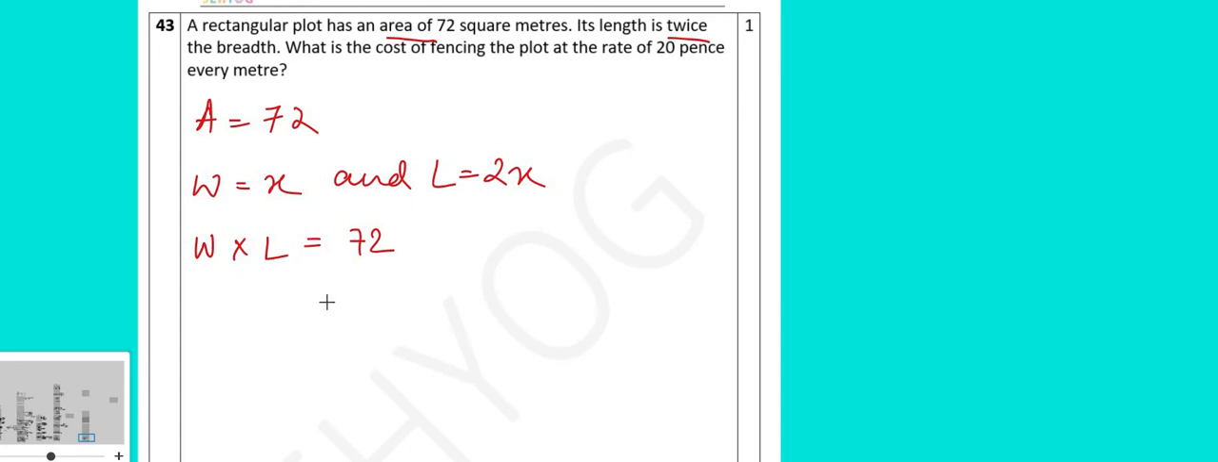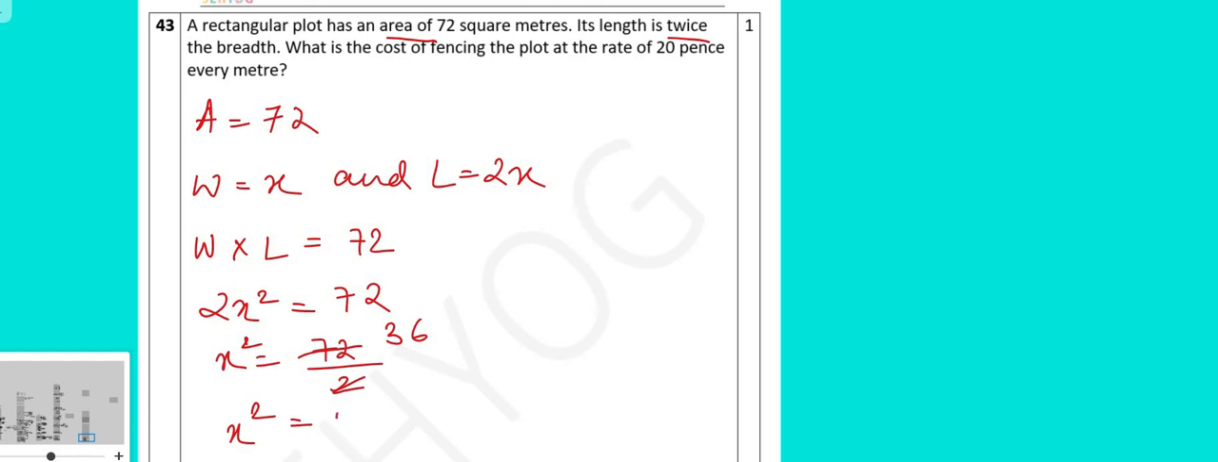That is what we have done here, which if we put the values in place, we get 2x square is equal to 72. Now dividing both sides by 2, we get 36. So x square is equal to 72 by 2, which we cancel, we get a 36 right here. X square is equal to 36. Therefore x is equal to root over 36, which is equal to 6 right here. So the value of x we have gotten is 6.